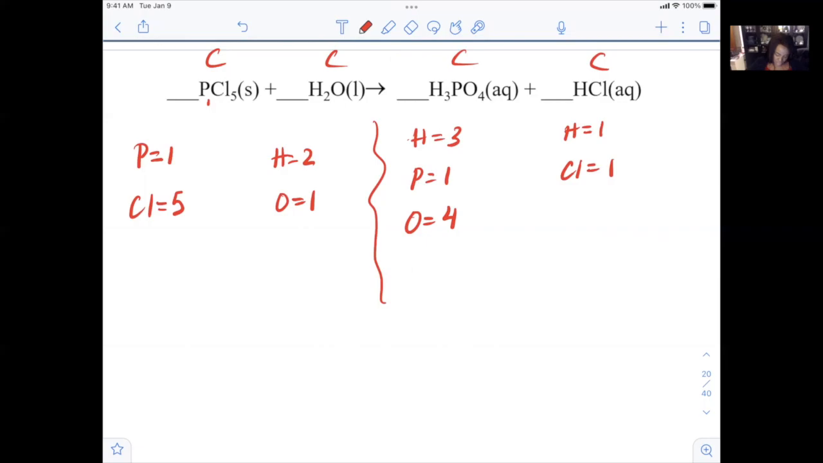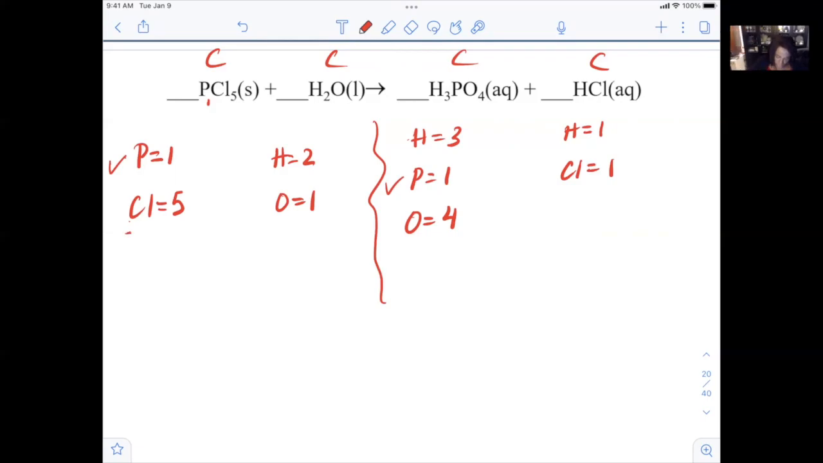Okay, now what? You get to pick what atom you want to balance first. Let me check P. I got 1 P, I got 1 P. I'm good with the P's. Cl, I got 5. Do I want to do that one first? You know what? Let's make this interesting. Why not try to balance Cl first? If it doesn't work, I'll try a different one first.